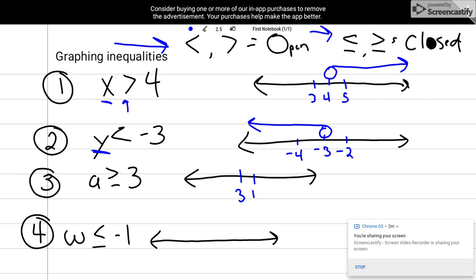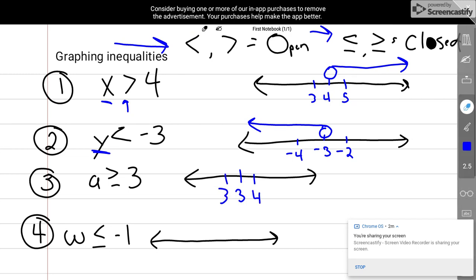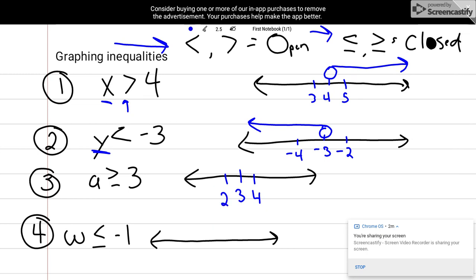For the third one, we have a is greater than or equal to 3. So again, I start my number line. I always like to start it in the middle. We'll write a 2. Because this is a greater than or equal to sign, that means that a could possibly be 3. So I'm going to color my circle in. And again, my variable is on the left side. My arrow is pointing right, so my arrow on the graph will also point right.